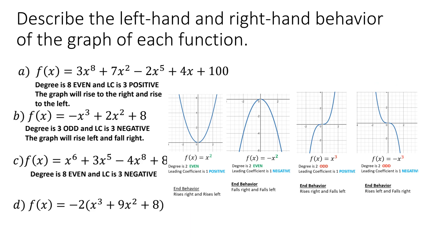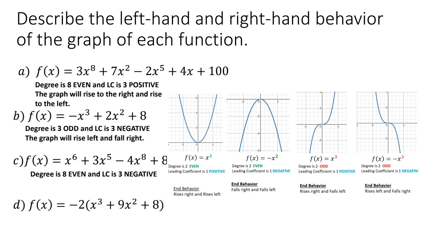Usually the leading coefficient is the first one, but the homework is going to try to trick you. If you see here, my highest exponent is 8, right? So the highest degree of this polynomial is 8. So it's an even function. But the leading coefficient here is -4.